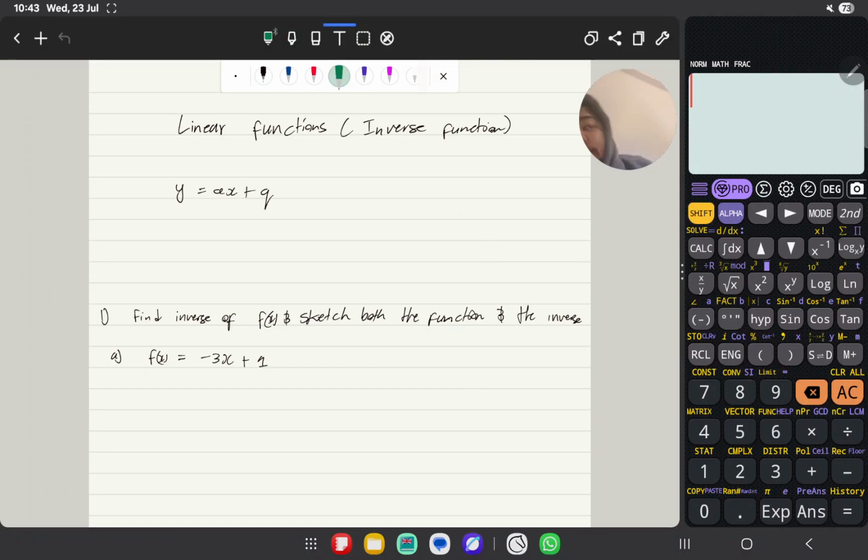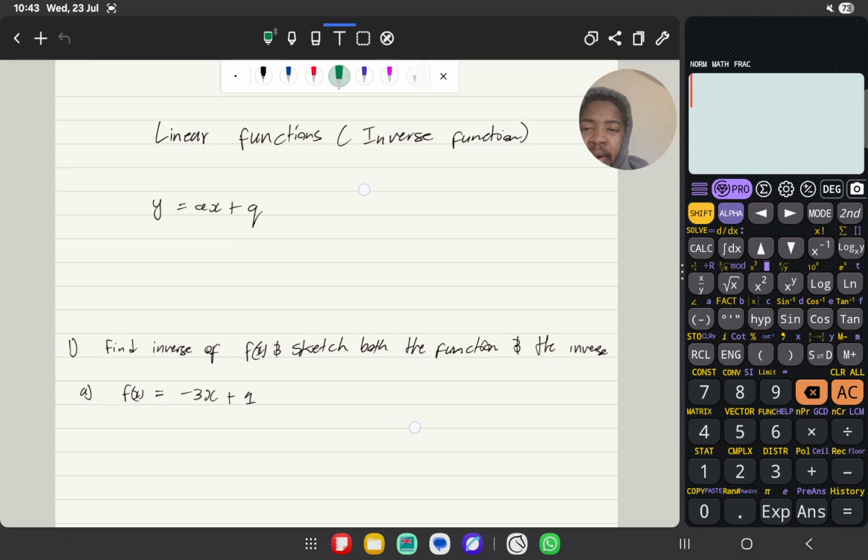All right. So, guys, let's start working on this matter, yeah? It's functions again, linear functions for now. This is the beginning of inverse functions.